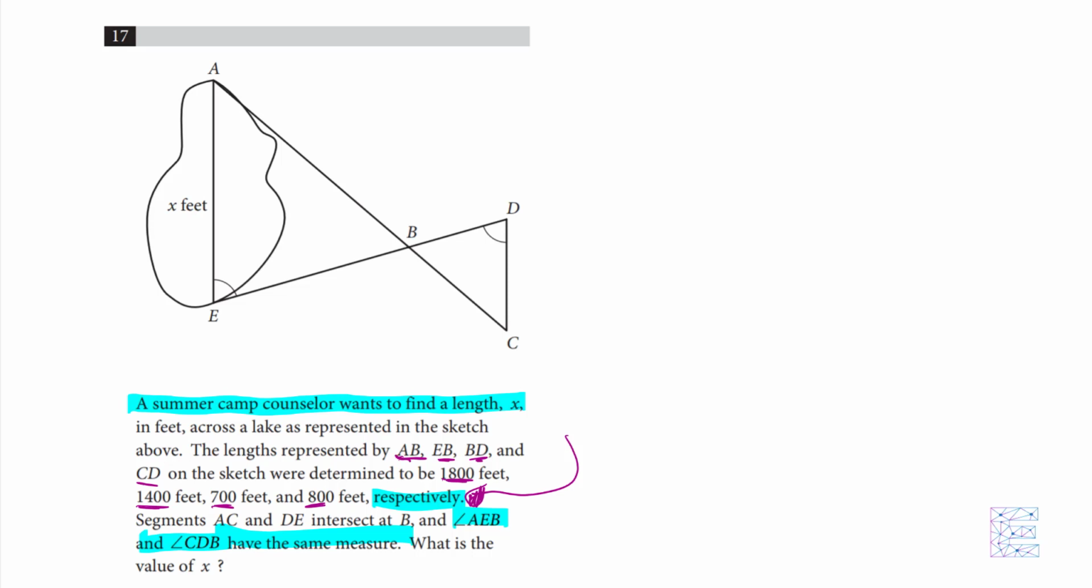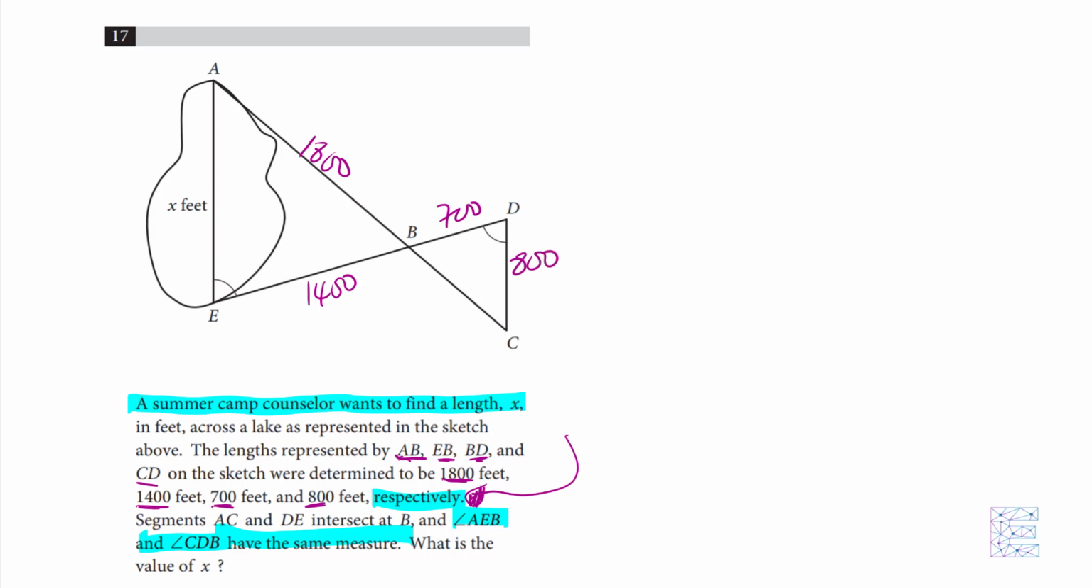In fact, let's go ahead and write those numbers in. AB is 1800, EB is 1400, BD is 700, and CD is, of course, 800.